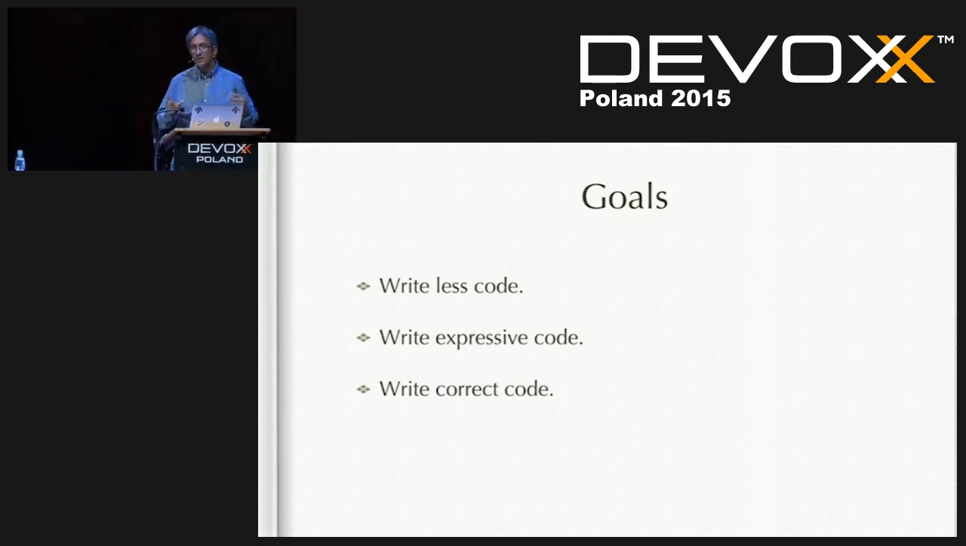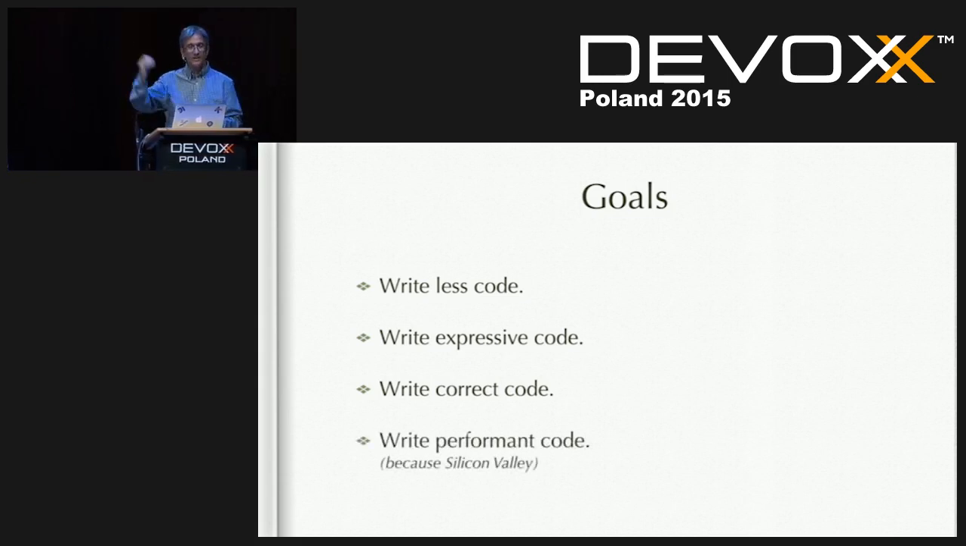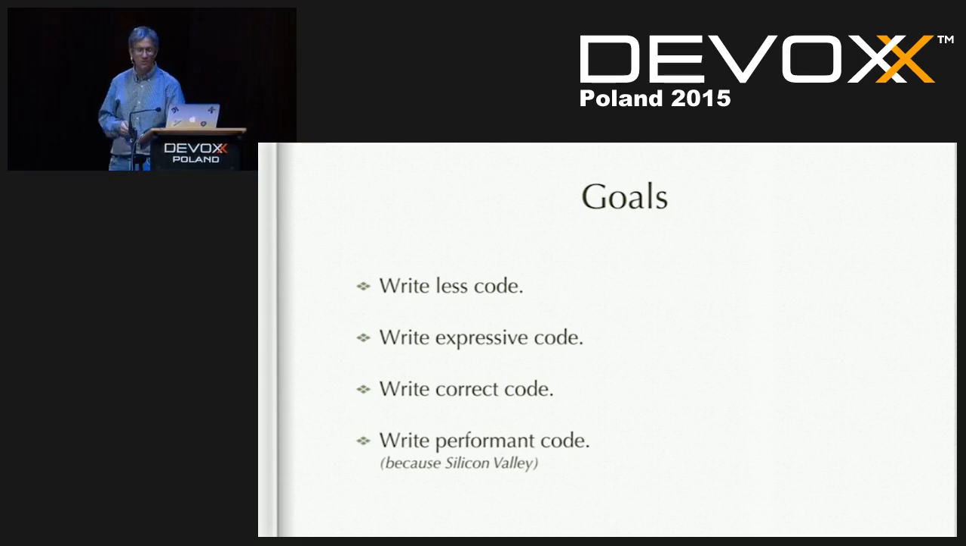What this means is that the less code I write and the more correct code that someone else provides me, brilliant, I don't need to test it. And of course, write performant code. Why? Well, you already know about the Silicon Valley syndrome. You know, we need to scale. No matter what we do, we need to scale. So those are our goals.